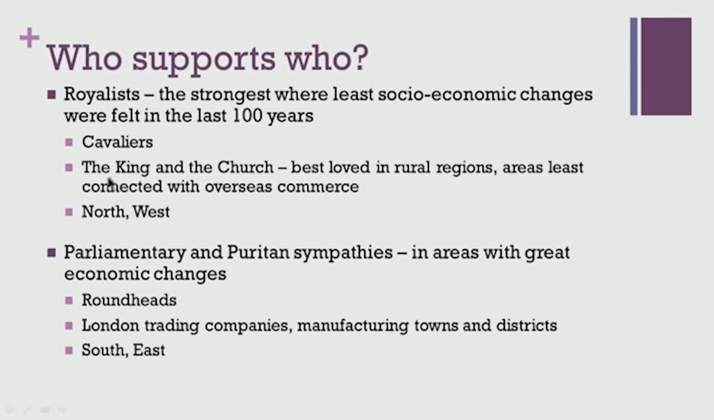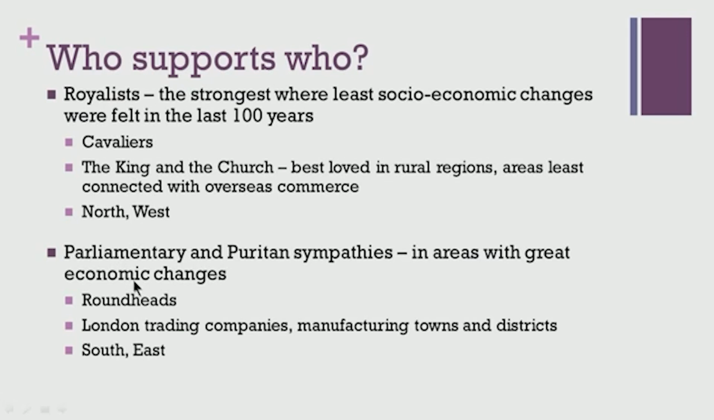And the other supporters included the church, which also thought that the king would help restore a particular kind of staunch belief system. The royalists and the king were best loved in rural regions and the areas which were least connected by commerce. So, in that sense, the northern part and the western part of England supported the royalists and the king.